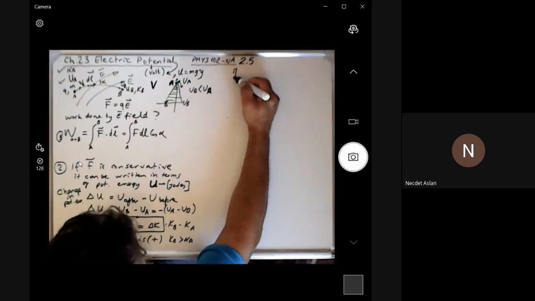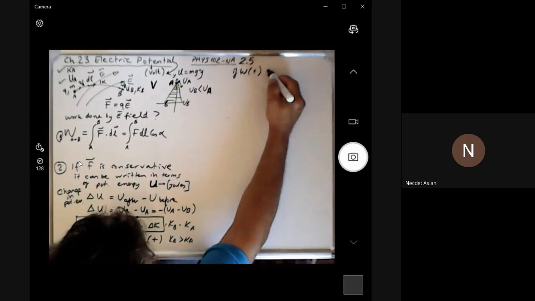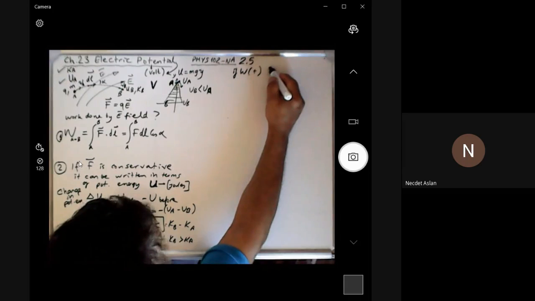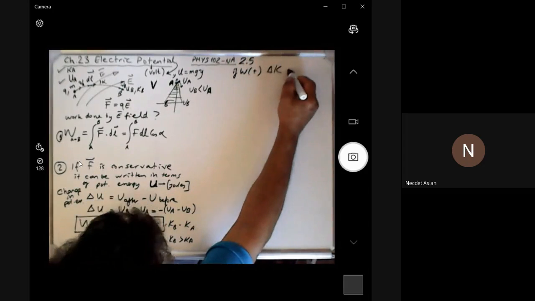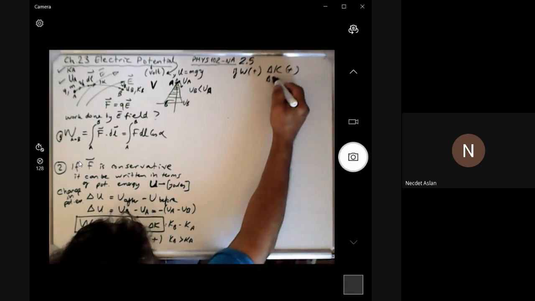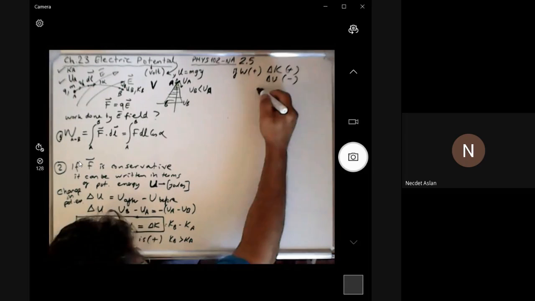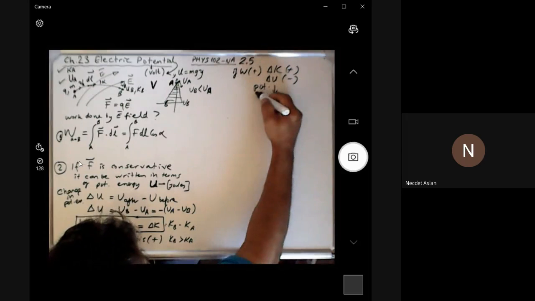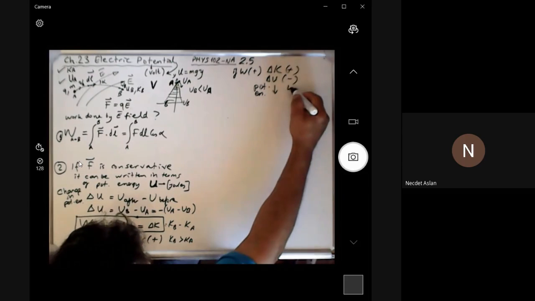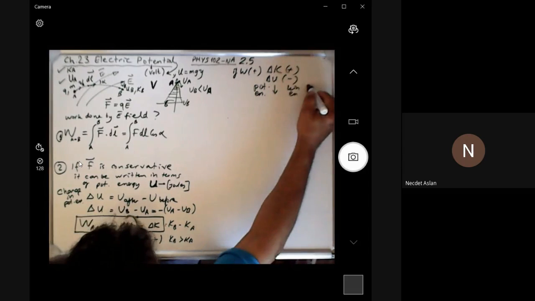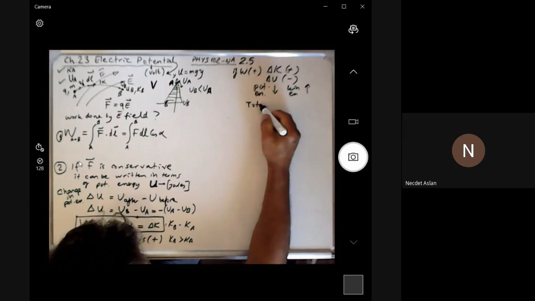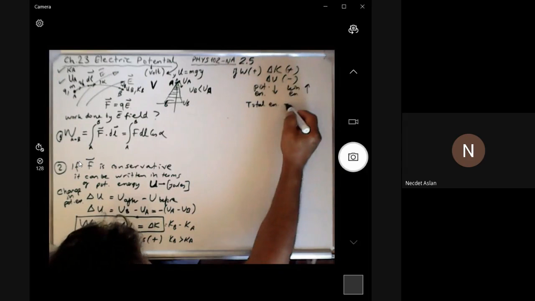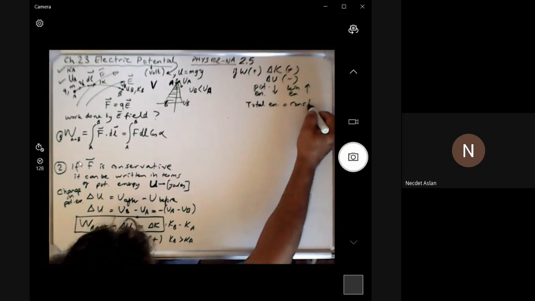So in this case, if W is positive, delta K is positive, but delta U is negative. It means that the potential energy reduces, but the kinetic energy increases. But total energy is constant.